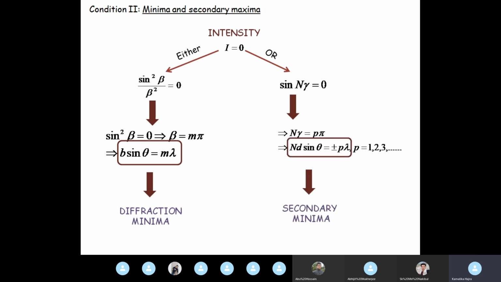These are called the positions of secondary minima, and we will see in the next slide that P cannot take these values 0, N, 2N, 3N, etc. For the time being, just remember this: the intensity is 0 under an either-or condition. Either sine square beta by beta square equals 0, giving the positions of the diffraction minima, or sine N gamma equals 0, giving the positions of what we will be calling the secondary minima. Either or both of these conditions will give us the positions of minima of the intensity pattern.